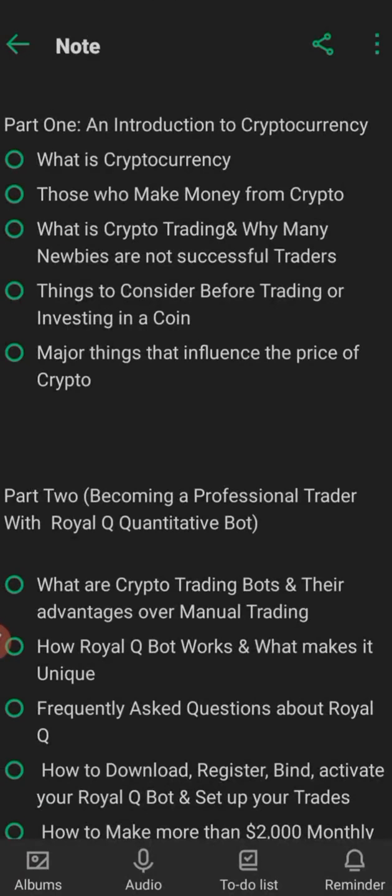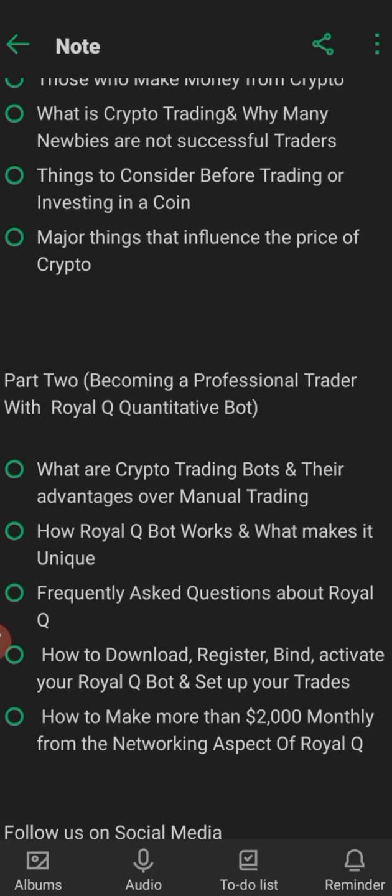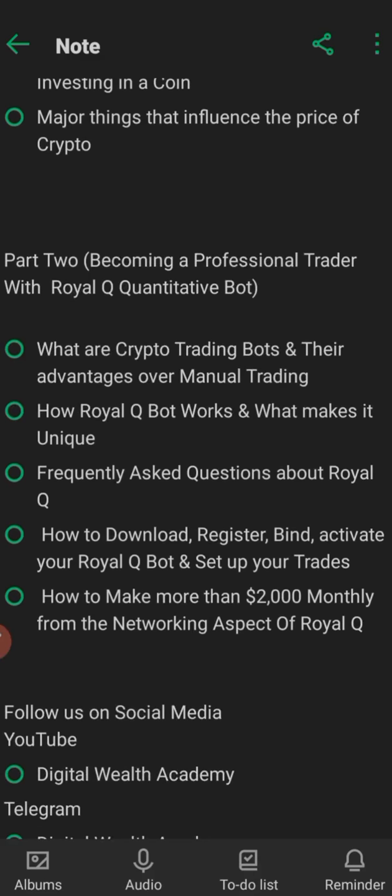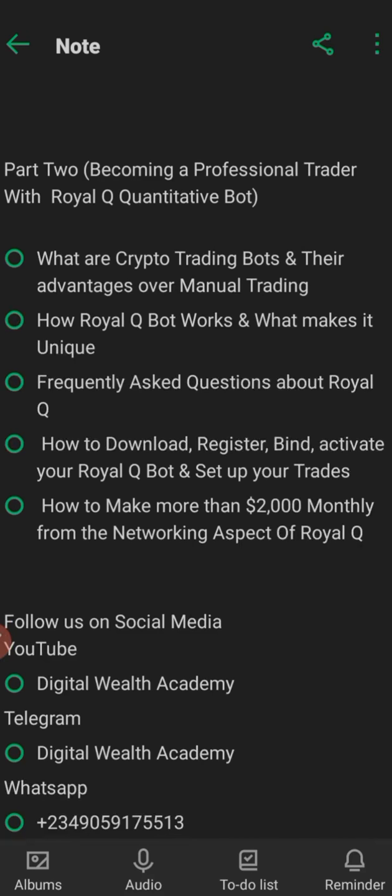While in the second aspect, we'll be talking about what are crypto trading bots and their advantages over manual trading, how RoyalQ bot works and what makes it unique, frequently asked questions about RoyalQ, how to download, register, bind, activate your RoyalQ bot, and set up your trade. And lastly, we shall be talking about how to make more than $2,000 monthly from the networking aspect of RoyalQ.